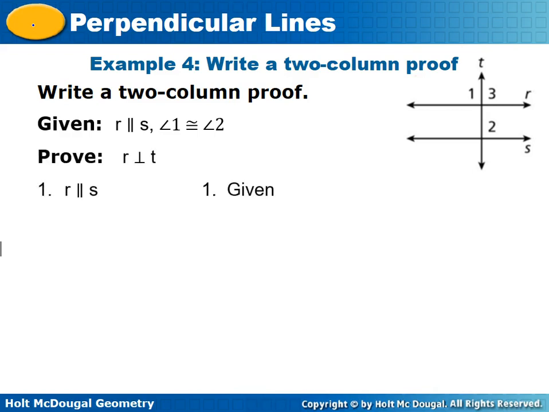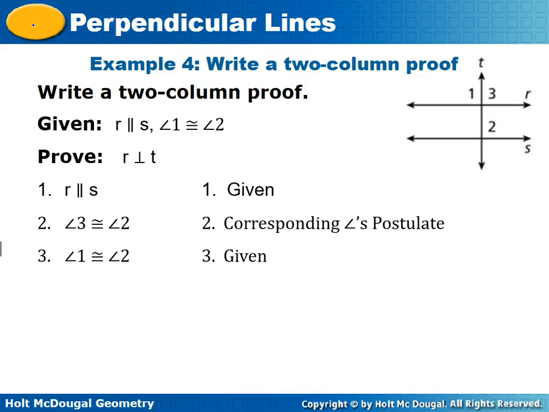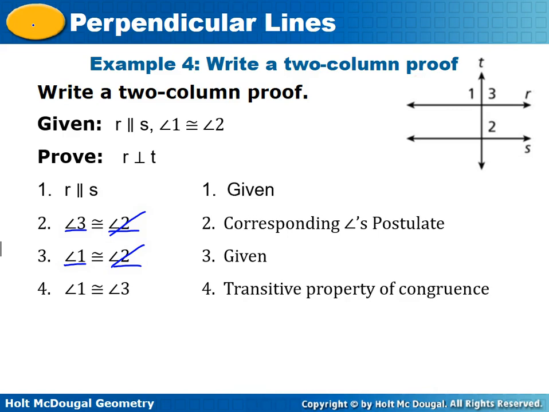So the first step is given. Second step was corresponding angles. 3 and 2 are in corresponding positions. Third step was also given. Now again, hopefully you notice, we got 3 and 2 here, 1 and 2. Boom, boom. We're left with 3 is congruent to 1 by the transitive property of congruence.